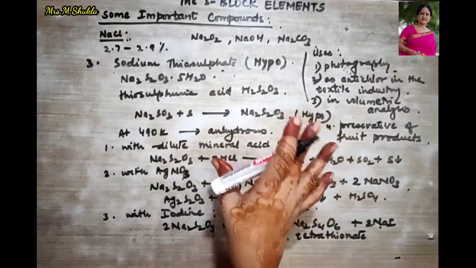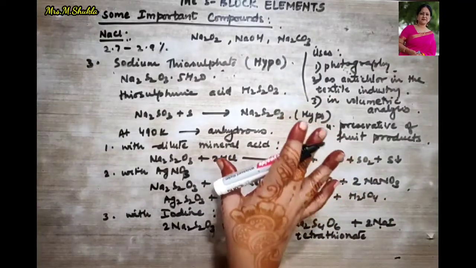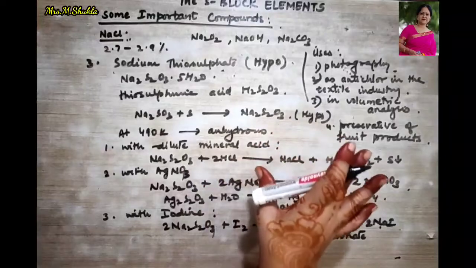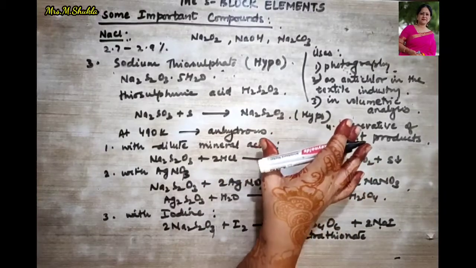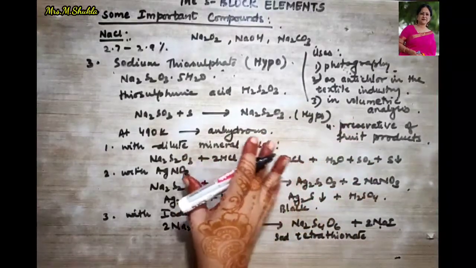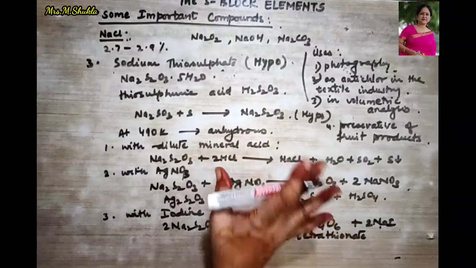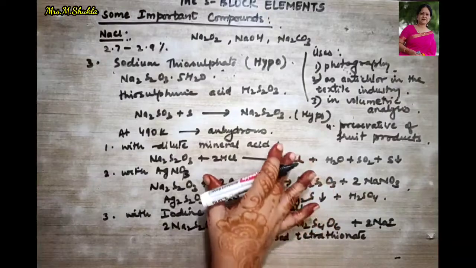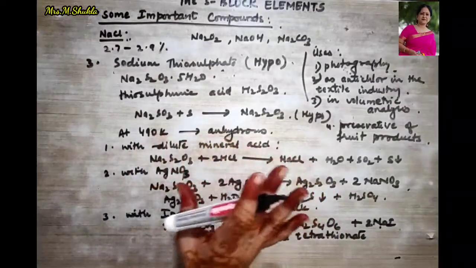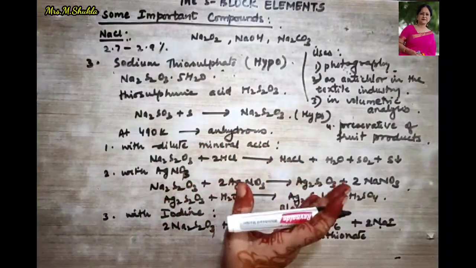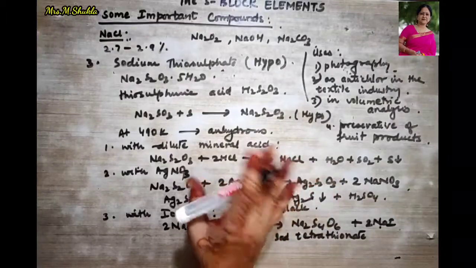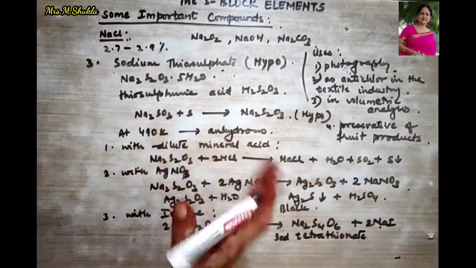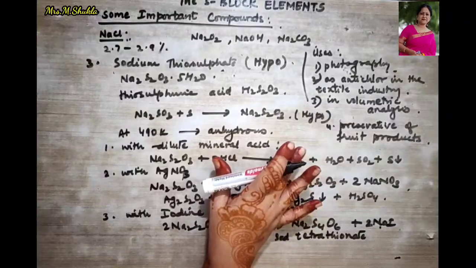So this was all about the different compounds of your alkali metals. Mainly the compounds of sodium are in your syllabus. So these are the 3 compounds that are in your syllabus which I have completed today. Now in the next video I shall start with group 2 or the alkaline earth metals, discussing the atomic and physical properties first in one video, and another video again talking about some important compounds.